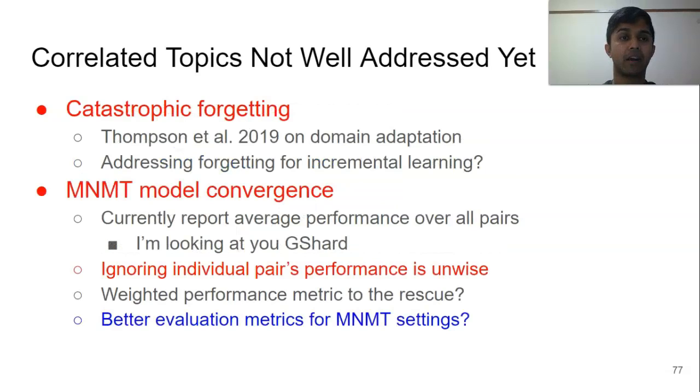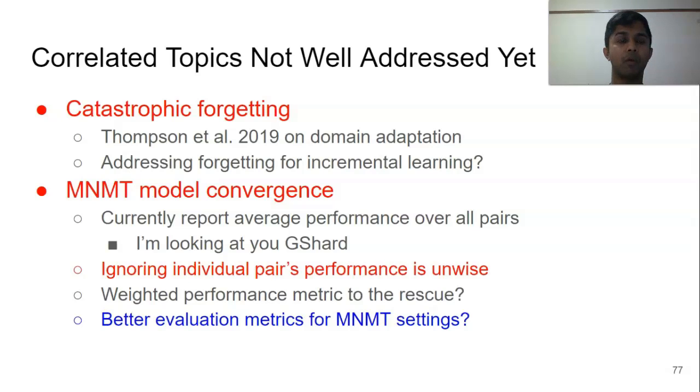Catastrophic forgetting is another important topic which needs to be addressed for multilingual neural machine translation. Thompson et al. have already talked about catastrophic forgetting in the context of domain adaptation, and it may be worthwhile to explore this in the context of multilingual neural machine translation.